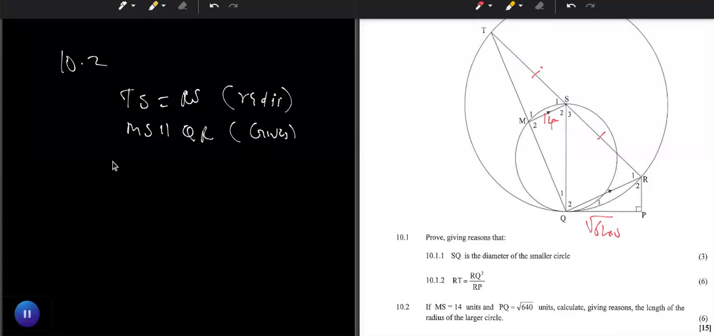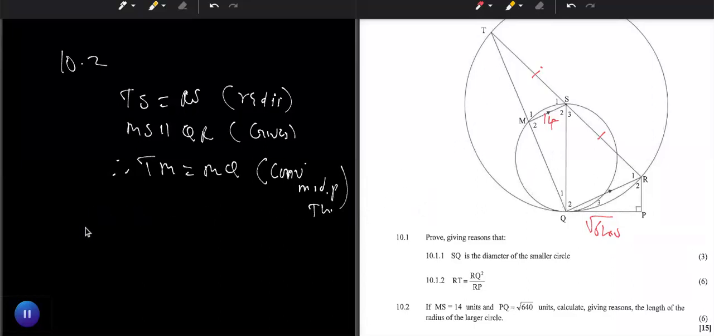Therefore we can conclude that my TM is the same as my MQ. What's the reason for this one? This is the converse of the midpoint theorem. Okay, so now I know this one is the same as this one.